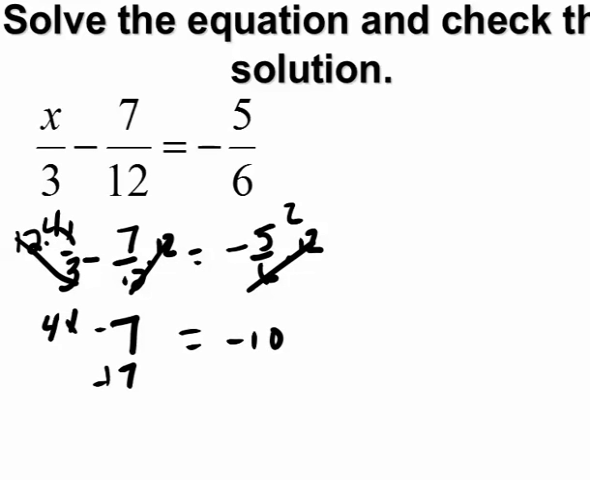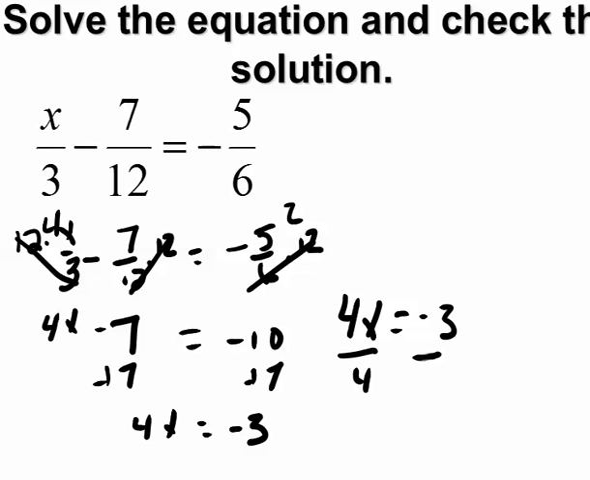Add 7. 4x is equal to negative 3. Divide by 4. X is equal to a negative 3 fourths.